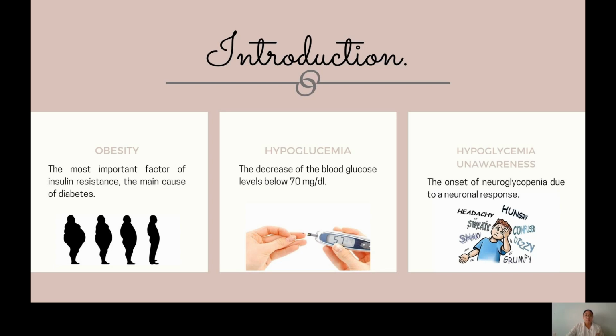Hypoglycemia. Hypoglycemia is defined by the American Diabetes Association as a decrease of the blood glucose levels below 70 milligrams per deciliter. This is an avoidable consequence of inadequate diabetes treatment. Hypoglycemia unawareness is the onset of neuroglycopenia due to the neuronal response produced by hypoglycemia and the inability to detect a significant drop in glucose.